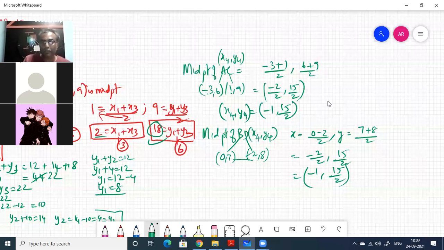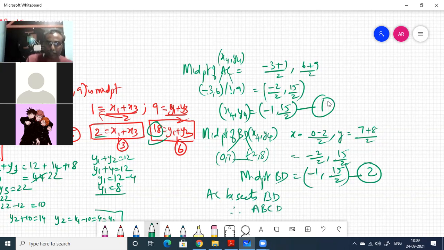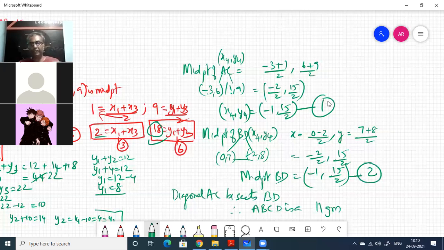Okay, so midpoint of BD. What is the midpoint of AC? Midpoint of AC is equal to minus 1 comma 15 by 2. Midpoint of BD also is the same. Therefore, okay, AC bisects BD. Therefore, ABCD is a parallelogram. AC bisects diagonal BD. Therefore, ABCD is a parallelogram. Okay.